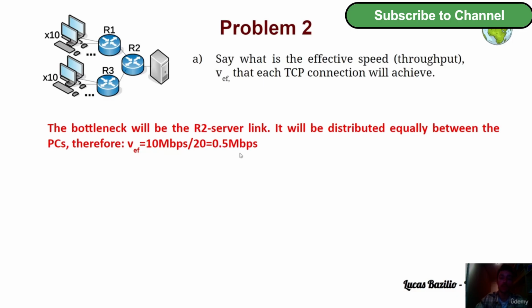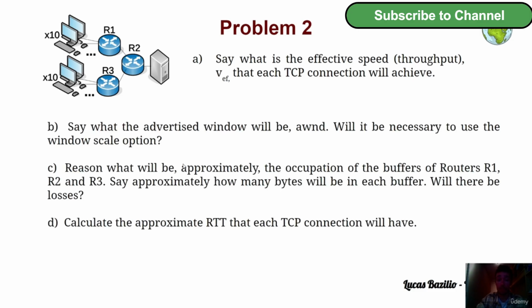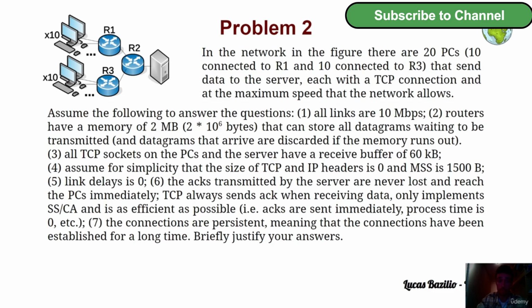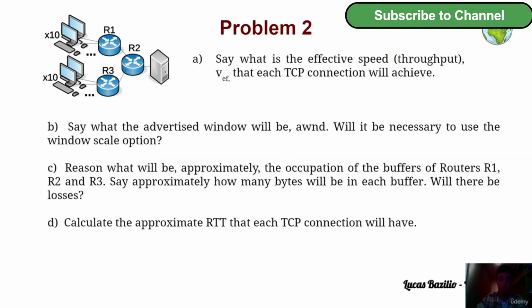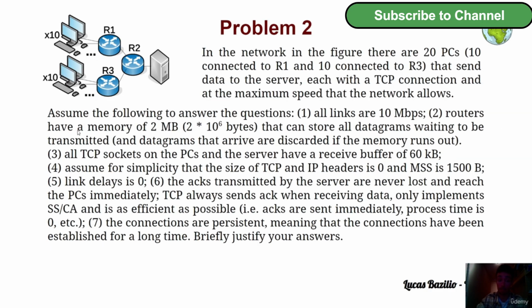Right here we can see the justification. The bottleneck will be at R2, and we are going to distribute it equally between the PCs. Very well, with this we finish the first question in this problem 2. In the following lecture we are going to continue with question B.